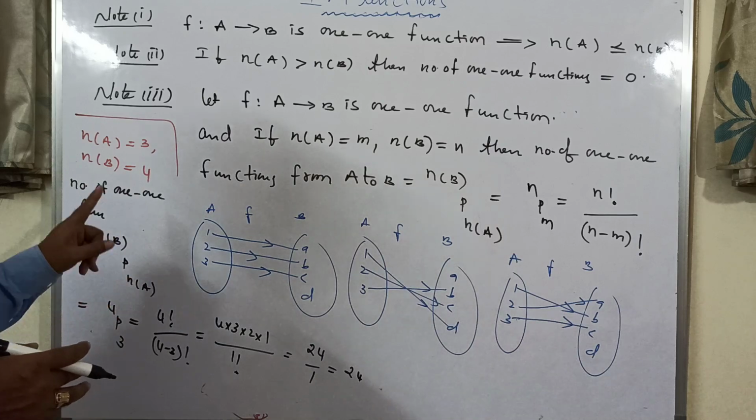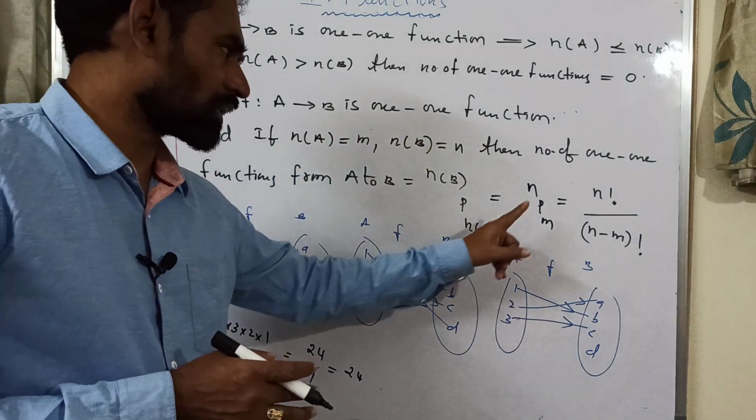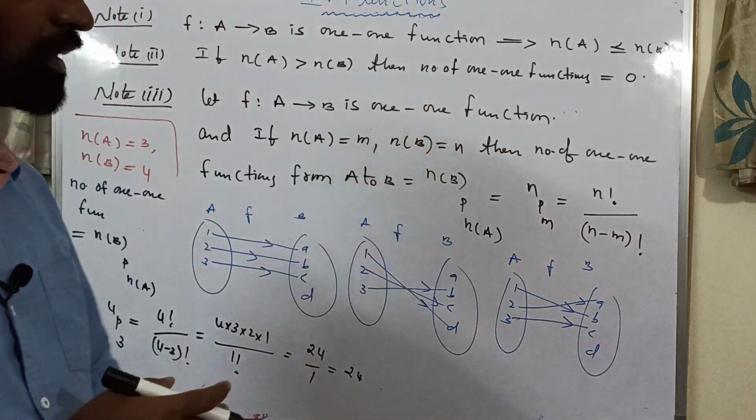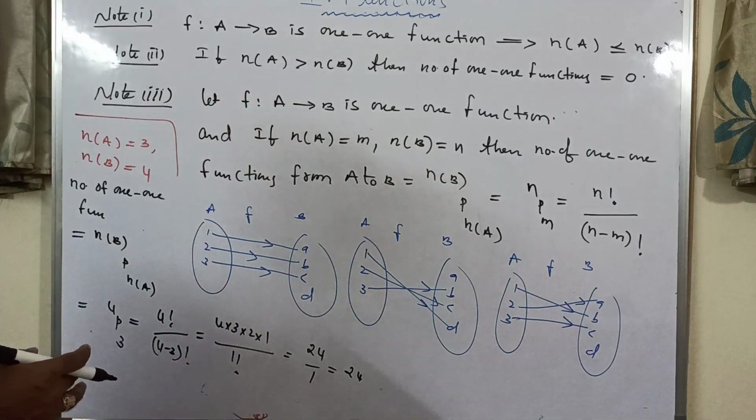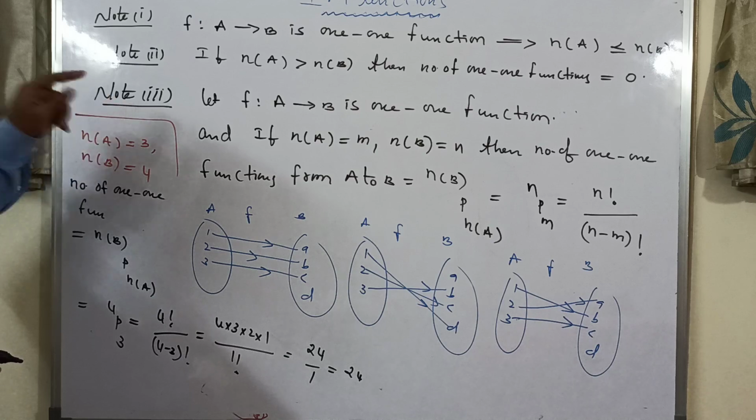Then number of A equals M, number of B equals N, number of one-one functions from A to B equals, this is the formula using this example. Okay, this is note number 3.